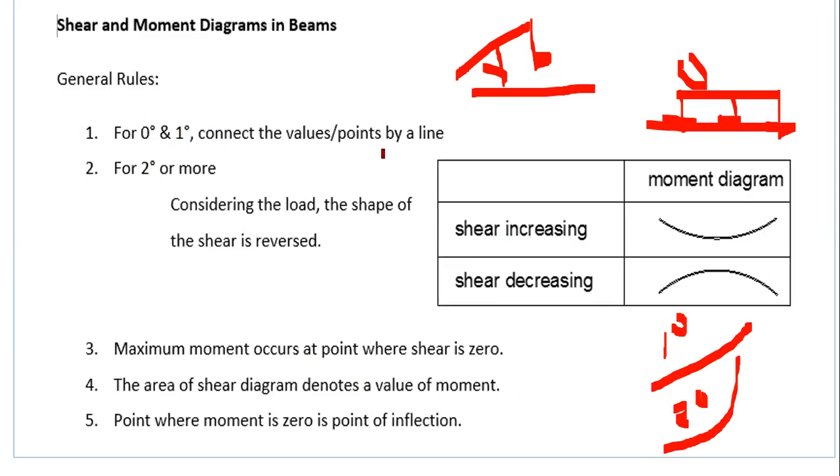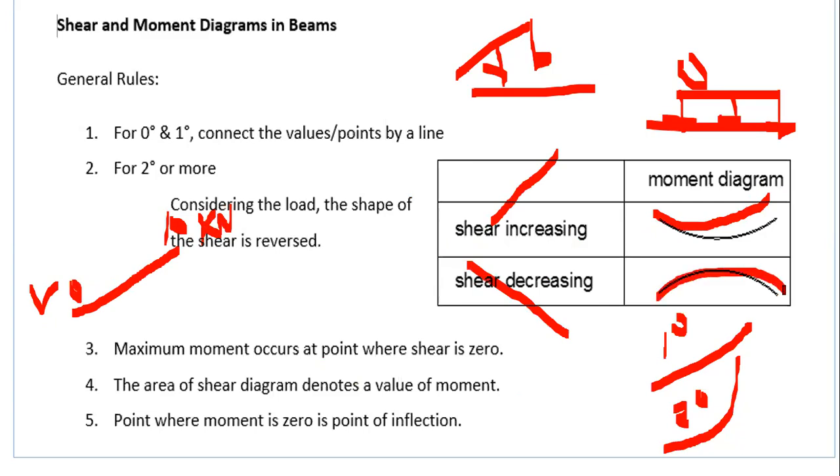Now, in plotting the shear moment diagram for 0 degree and first degree, you just have to connect the values by a line. But for second degree or more, you have to consider the load. When the shear is increasing, for example, this is your shear diagram, increasing from 0 to a certain positive shear, maybe let's say 10 kilonewton. If your shear is increasing like that, your moment diagram is this one. But if your shear is decreasing, your moment diagram is this one.